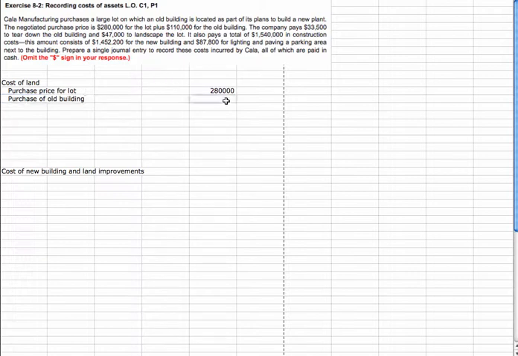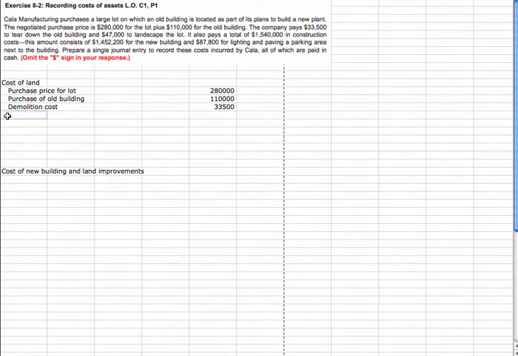So we purchased the old building for $110,000. Then we look at here, the company pays $33,500 to tear down this old building. So the demolition cost is part of the cost of the land to be prepared because we have to get rid of the building. So let's take the $33,500 and include that into the cost of the land.